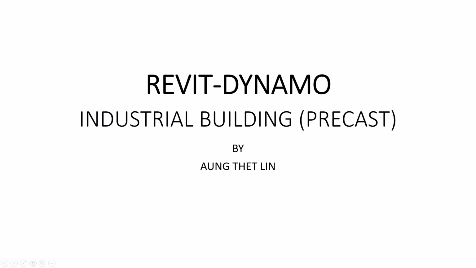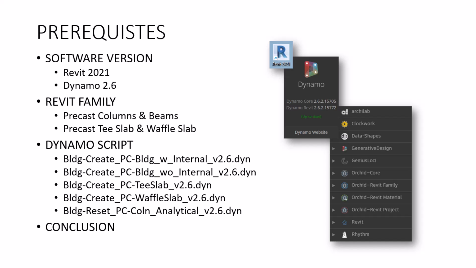Hello everyone, in this video I would like to introduce a few Dynamo scripts to create the industrial building, mainly on the precast part such as precast column, precast beam, precast T-slab and precast wafer slab, right? To do that we should have some prerequisites such as the software version, and we need to have the Revit family and Dynamo script, right?